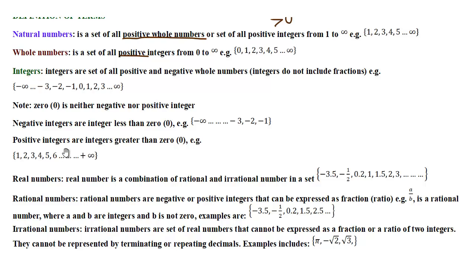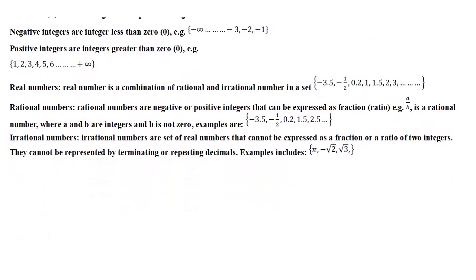Then what are real numbers? A real number is a combination of rational and irrational numbers in a set. When we say rational numbers, these are numbers that can be expressed as a fraction, and they give a terminating decimal basically. While irrational numbers are numbers that cannot be expressed as a fraction, and they do not terminate. So real numbers are a combination of rational and irrational numbers.